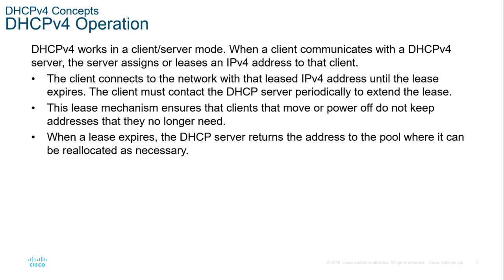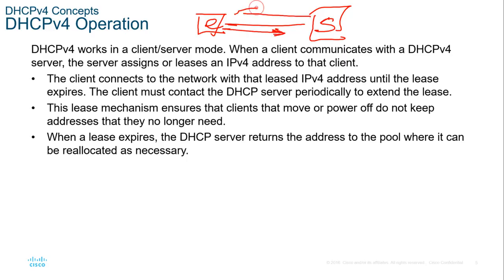DHCP version 4 operation. DHCP version 4 works in client-server mode. The client-server mode means that there is a client and then there is the server. So the client initiates the request and then the server replies with the IP address information. The client connects to the network with that leased IP address until the lease expires. So the client must contact the DHCP server periodically to extend the lease.